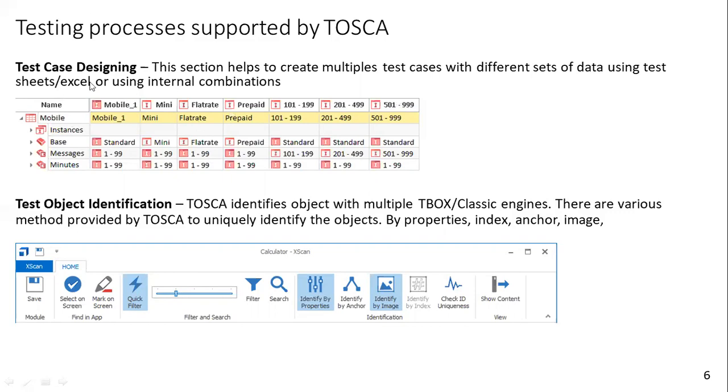So this is the test case design section. In the test case design section, you can see that we have created some instances, we have created attributes, and in the attributes, we give multiple sets of data. Based on the data, it creates n number of test cases. As of now, this section is a little bit complex. I generally take 2 classes to make people understand this test case design section. This section helps to create multiple test cases with different sets of data using test sheets or Excel, or you also have an option to create using internal combinations.